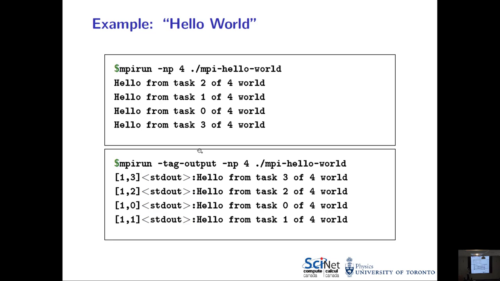So here's a useful one in Open MPI. If you tag output, it'll automatically put the ID of the actual task and which rank it is in front of every output that you do. So you don't have to put in your code, you know, cout rank and size each time. It'll do that for you. So this can be a quick way to do some low and dirty debugging.